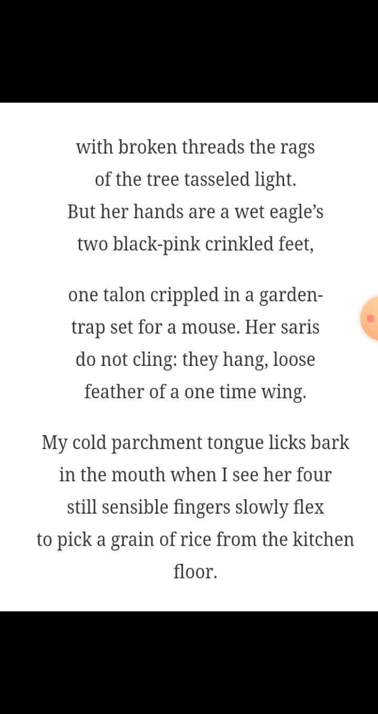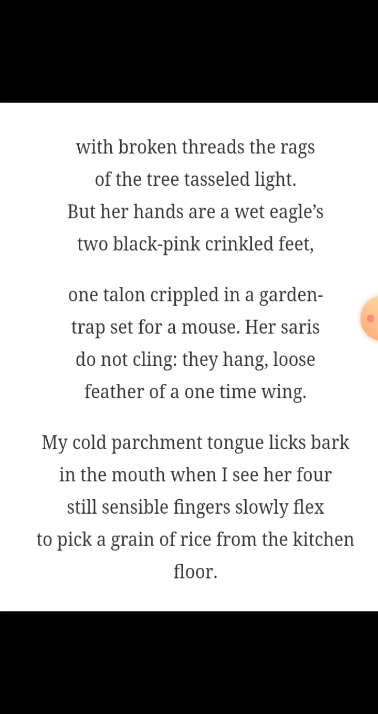Moving on to the last stanza. My cold parchment tongue licks bark in the mouth when I see her four still sensible fingers slowly flex to pick a grain of rice from the kitchen floor. The fifth stanza of Of Mothers, Among Other Things brings the description of the mother around to the speaker himself. He speaks of his own cold parchment tongue.